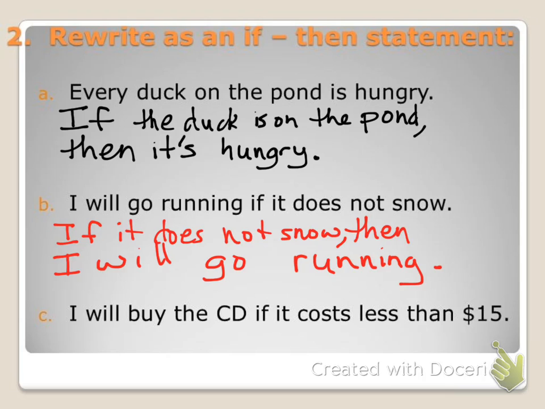What are your questions on part B? The red if-then statement. Alright, the last one, part C. I will buy the CD if it costs less than $15. So if, what has to happen first?